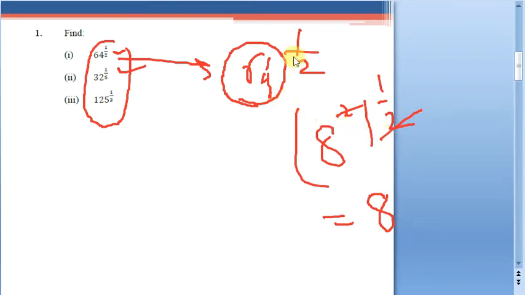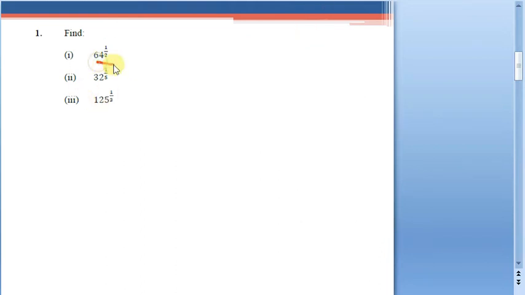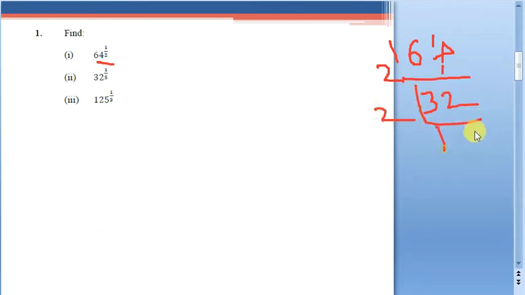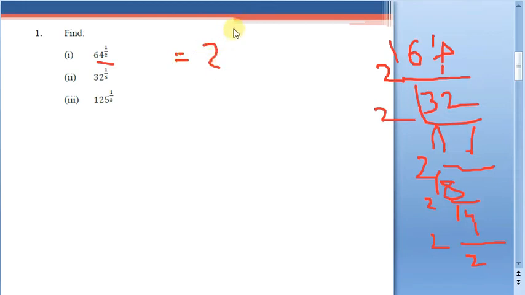In those cases, what we have to do is an approach that works for everything. Take 64 and express it as the product of prime factors. It will be 2 into 32, then 2 into 16, then 2 into 8, and 2 into 4, and last 2 into 2. So 2 into 2 into 2 into 2 into 2 into 2, six 2s in simultaneous multiplication. That is why it is going to be 2 power 6.